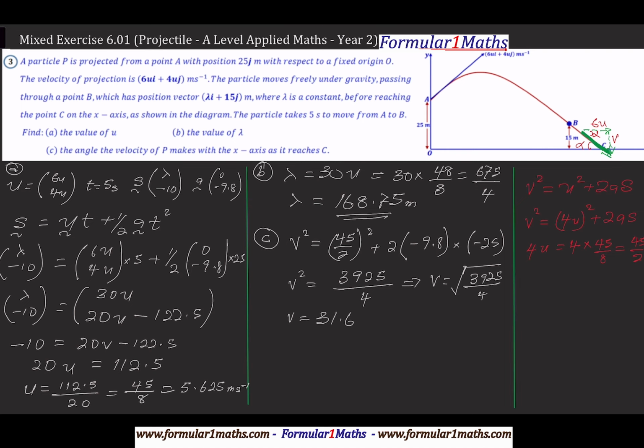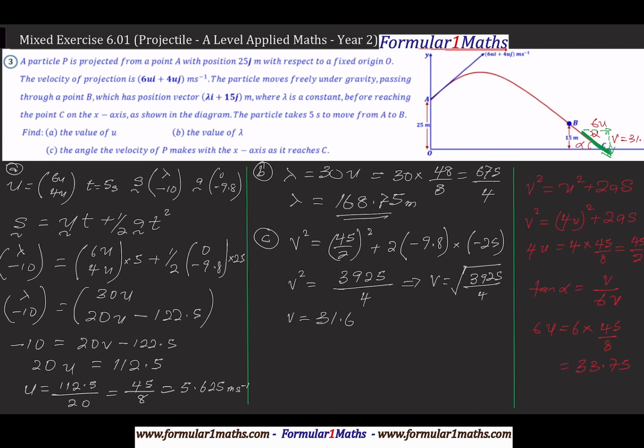And so v becomes 31.6. So now I've got v to be 31.6. So tan alpha is equal to v over 6u. I've got v now, I need to find 6u. 6u equals 6 times 45 over 8. If I evaluate that, I'm going to get 33.75.